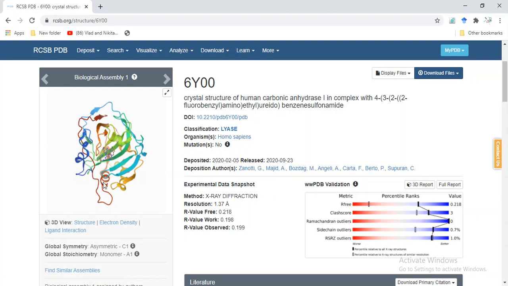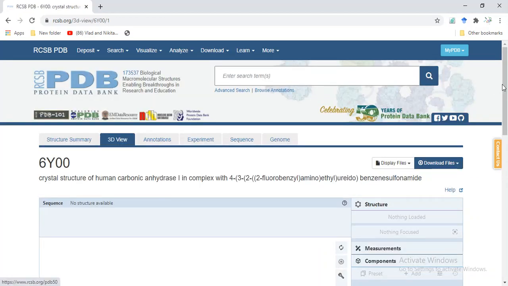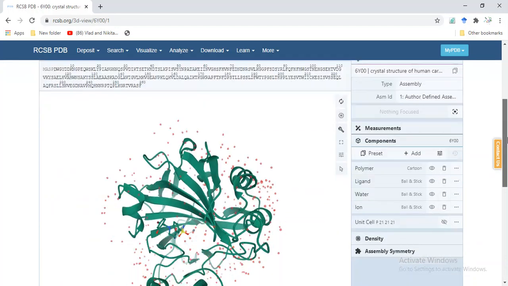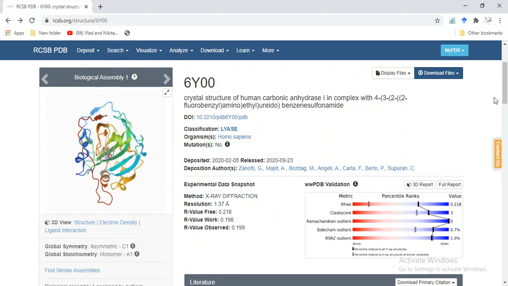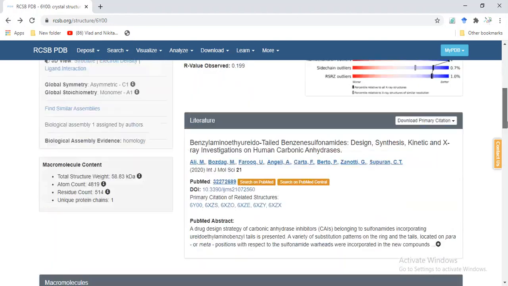Here we can observe its 3D structure in detail. Like, I want to observe the 3D structure. So here we have the 3D structure of that, which contains these sequences, and here is the ligand. Now we should know some important information about any structure that we want to retrieve.